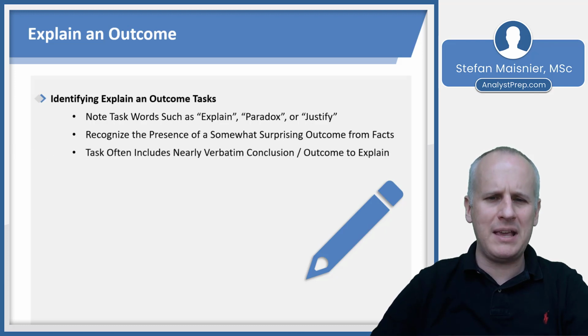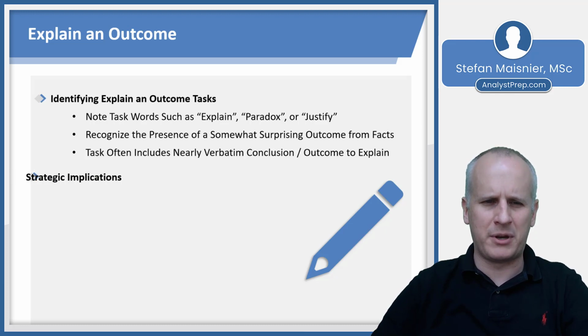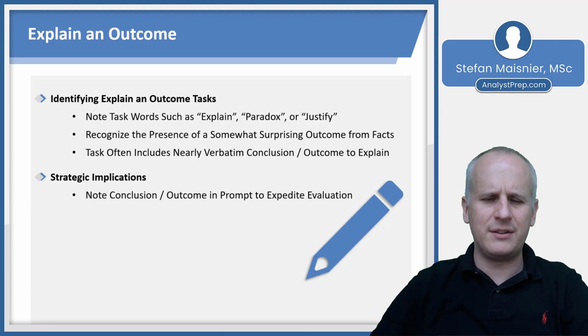And the task may include a conclusion or an outcome. It doesn't necessarily have to be subjective here, as in the case with most argument task problems. In this case, we just have some sort of circumstance, either a conclusion or an outcome, that needs to be explained by further information. Strategically, you'll want to note if the conclusion or outcome is in the prompt to help expedite your evaluation, because often they'll actually include whatever the statement is that needs to be justified or explained in the little question stem, and that can help you go a little bit more quickly.